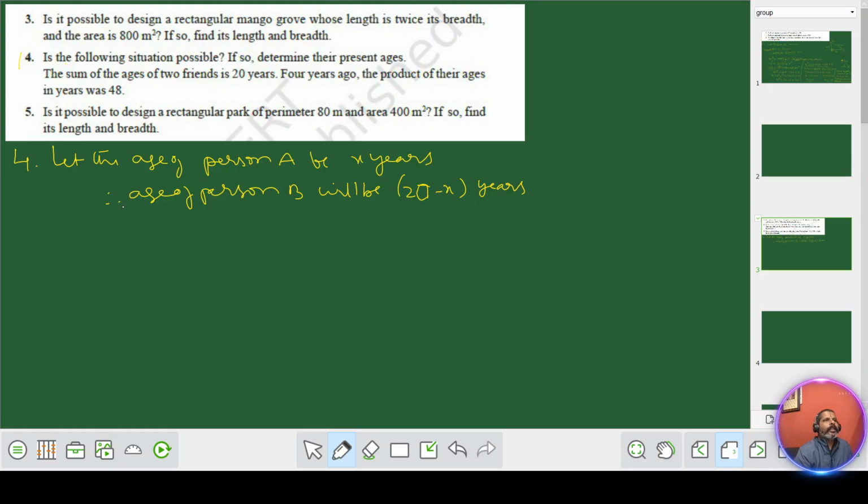Next, 4 years ago. Please pay attention for ages problems. Don't just try to jump and construct the equation. Read it carefully, split the wordings, calculate the ages, and then accordingly construct the equation. Here, don't just take the product and make it 48. They did not tell the current ages product is 48. They told 4 years ago product of their ages is 48. So we have to in between calculate their ages 4 years ago.